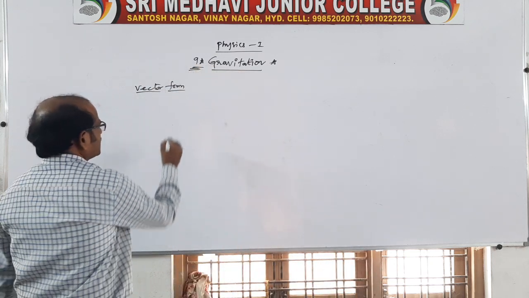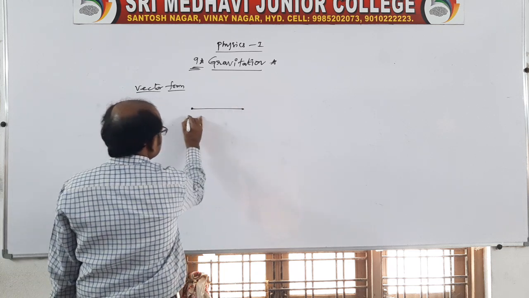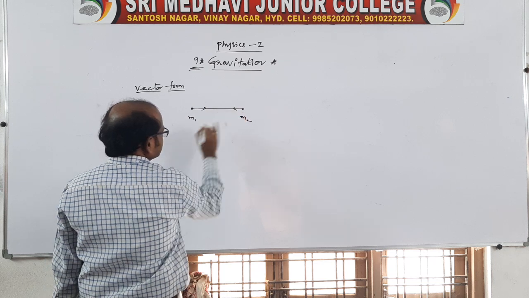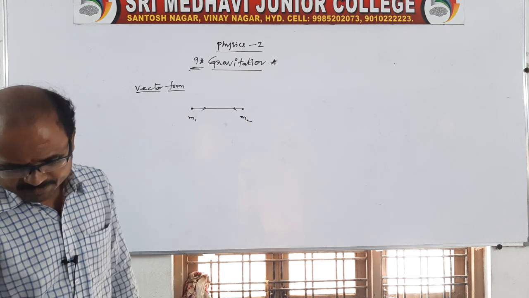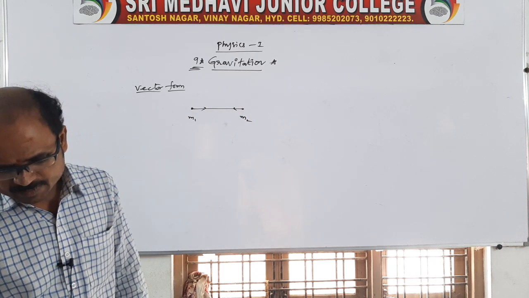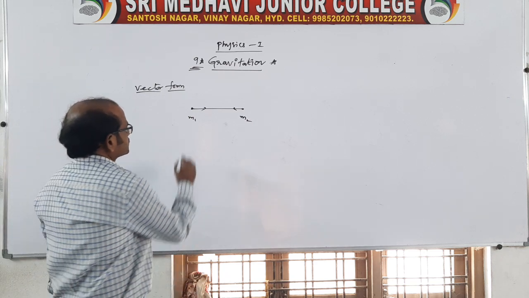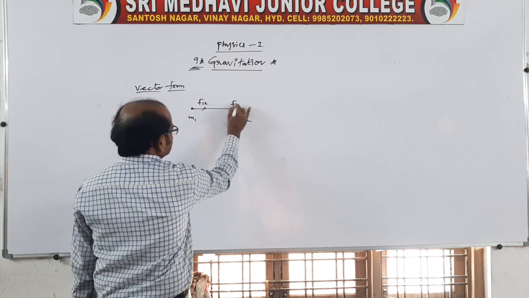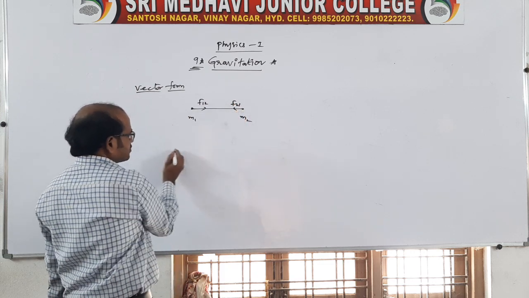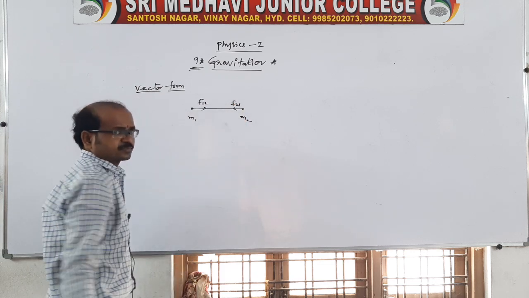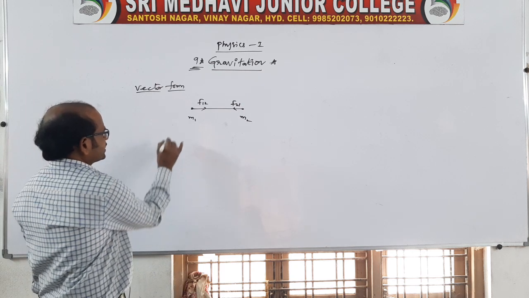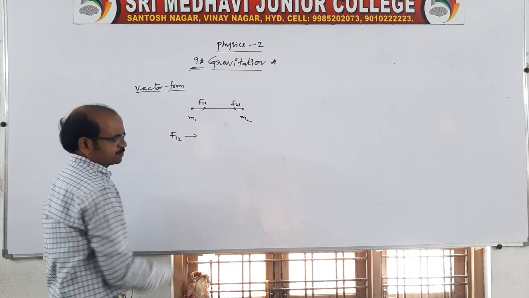There is a condition: if there are two particles located at m1 and m2, at a certain distance, there may be a force of attraction. See, the distance between the two particles is given, and you say there is a force between m1 and m2. You say F12. This may be attracting F21. So, located from the origin like this, at a distance, we can say F12. What is meant by F12?